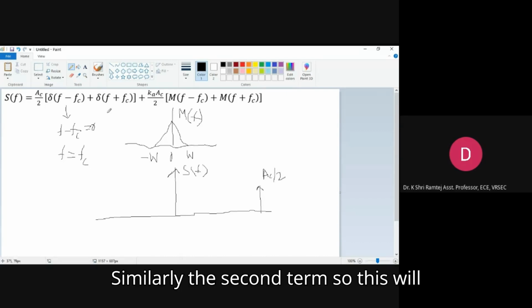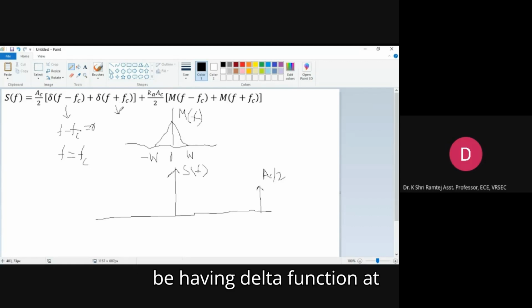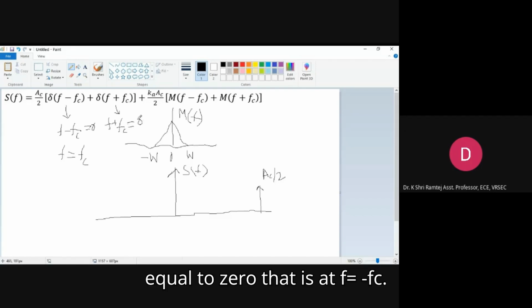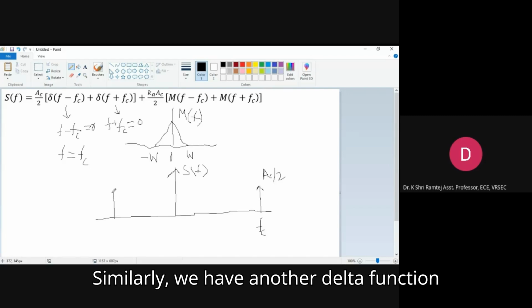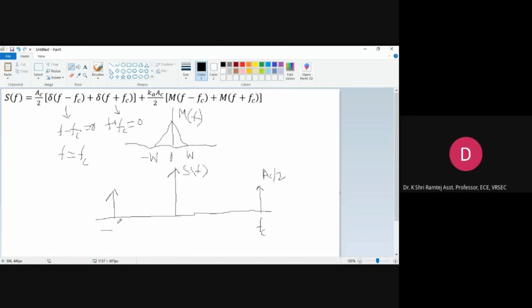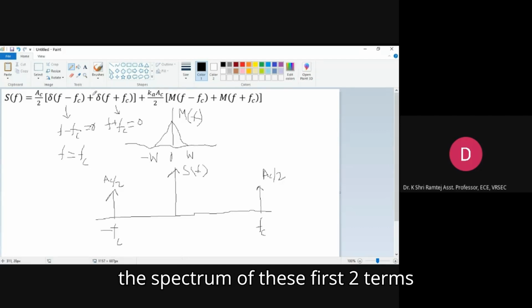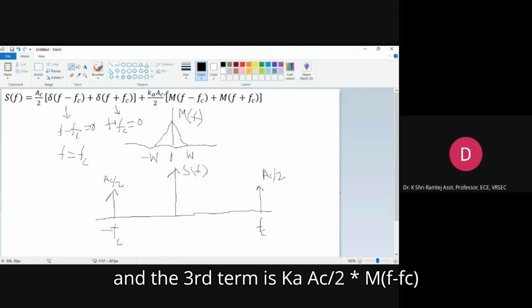Similarly, the second term will be having a delta function at f plus fc equal to 0, that is at f equal to minus fc. So this is fc. And similarly, we have another delta function at f equal to minus fc of amplitude, again the same, Ac by 2. So now we have drawn the spectrum of these first two terms.